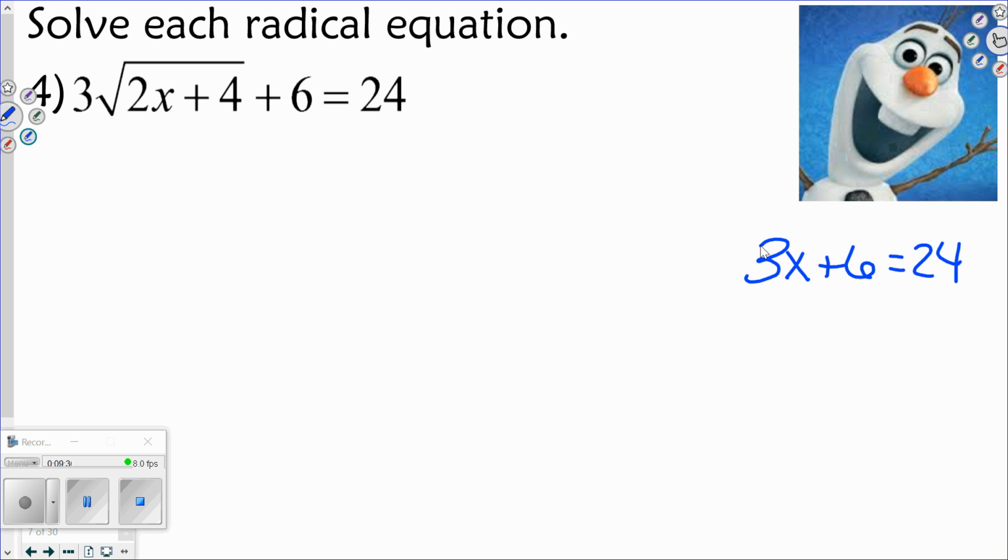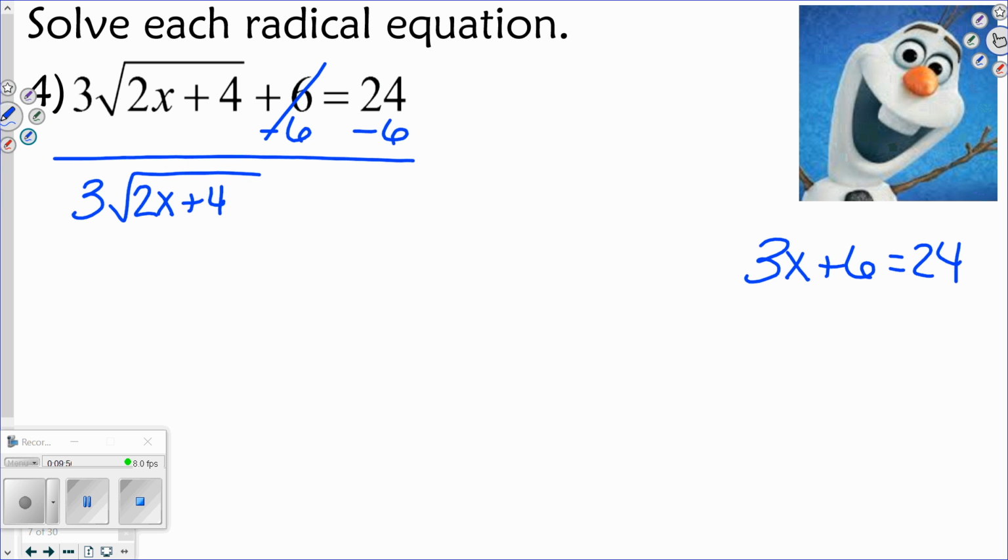Same idea over here. This is like a big giant X. You're going to subtract the 6, then we'll divide by the 3 on both sides of the equation. That way this is gone. Good. Then you're going to divide by the 3.